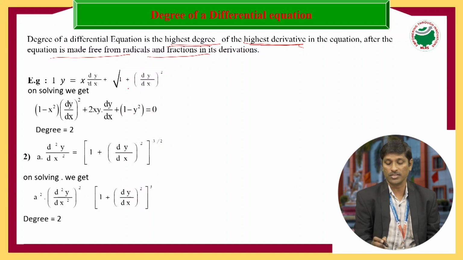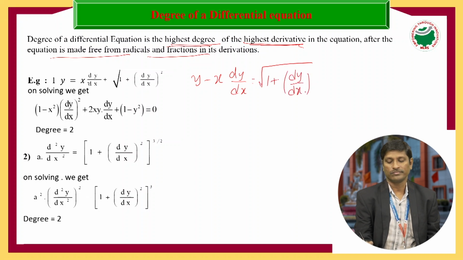So simplification is nothing but, first you take that term into the left side. There it is having plus, when it comes to this side it changes to minus, right? y minus x dy by dx is equal to square root of 1 plus (dy by dx) whole square, right? And next, squaring on both sides. So squaring on both sides, we'll get (y minus x dy by dx) whole square is equal to, by applying the square, square and root both will cancel, we'll get 1 plus (dy by dx) whole square.